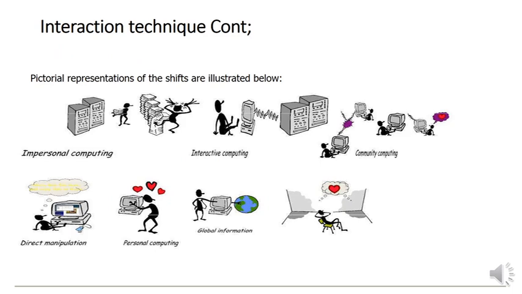So these are some of the pictorial representations of the shift as illustrated in the diagram or figure displayed on this slide. You can see impersonal computing, then we move to interactive computing, then community computing, then direct manipulation, personal computing, then global information, vis-a-vis how those things evolved over the years.